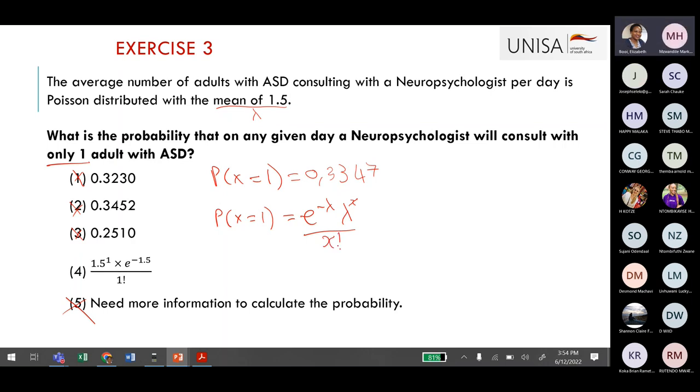Here is the formula I introduced to you. You can rewrite this formula as lambda to the power x, times e to the power negative lambda, over x factorial. So let's substitute everything that we know into this formula to see if we can get the same answer. Our lambda is 1.5, our x is 1, it's always in the question, e to the power negative lambda of 1.5 divided by 1 factorial. So number 4 is our correct answer.